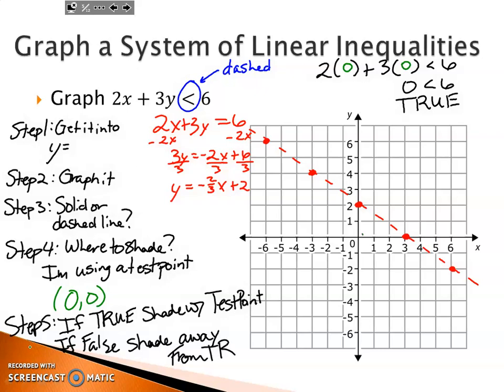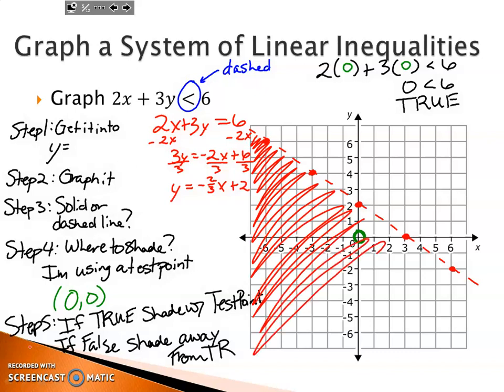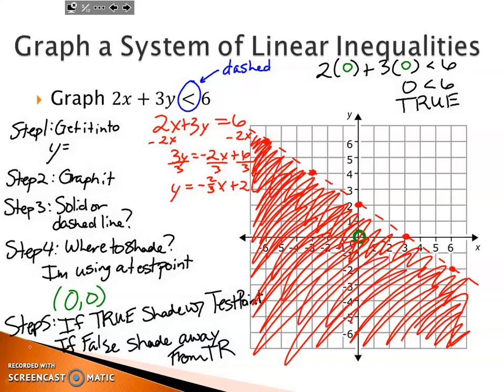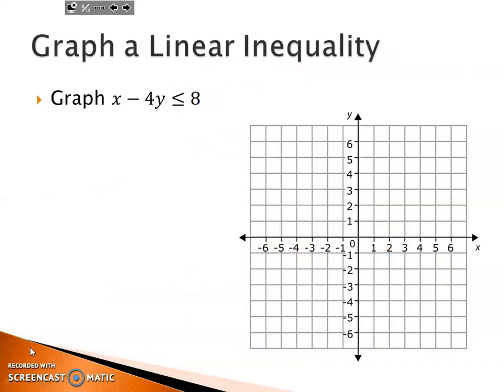So my test point was here at 0, 0, right? I got a true statement. So when I shade this, I need to shade on the same side as my test point. And I'm going to shade this entire area down here to make sure that you know any point in the shaded area would be a solution to this linear inequality. Okay? All right. I'm going to have you pause the video, try this one on your own.